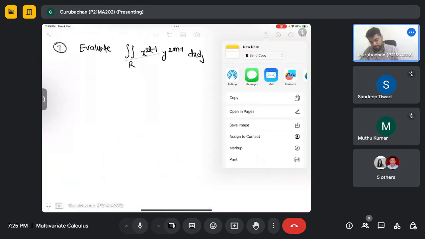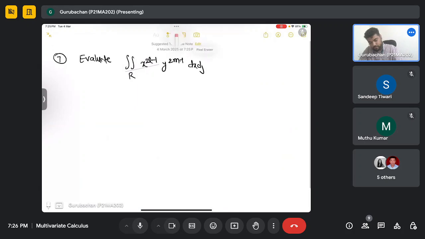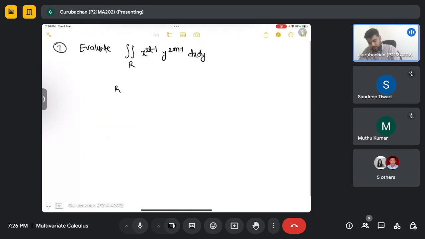So here, dy, and our region R is defined as x is greater than 0, y is greater than 0, and x square plus y square is less than or equal to c square. Calculate this value, and the answer should come in terms of the gamma function. Try this one.